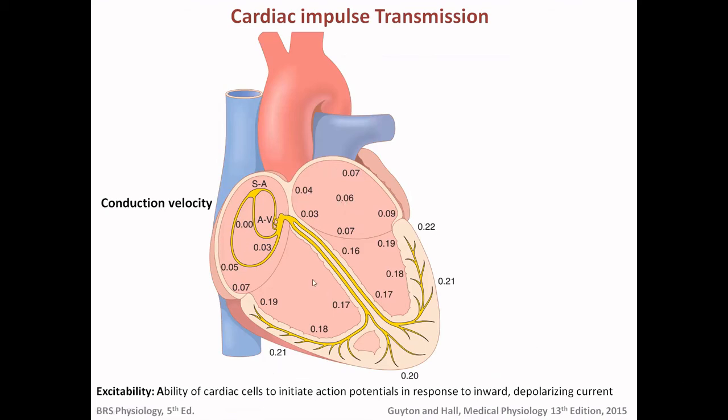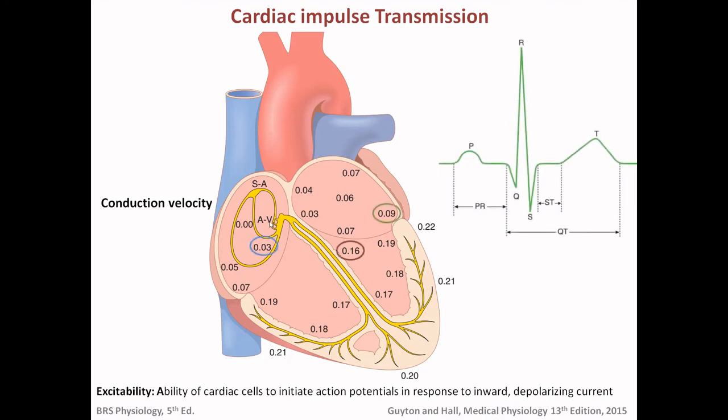But from this 0.03, wherever the AV node is getting the signal, it transmits the signal to the ventricular muscles, and it takes 0.16 seconds. So there is a 0.13 time gap between these. So 0.16 second is higher than 0.09. So when the signal reaches the ventricular wall, all the blood has already been pumped into the ventricle.